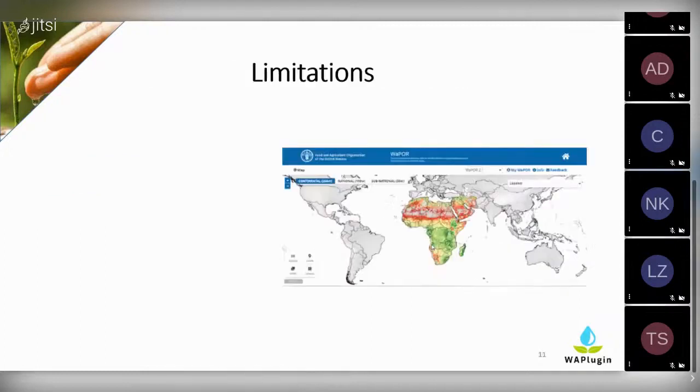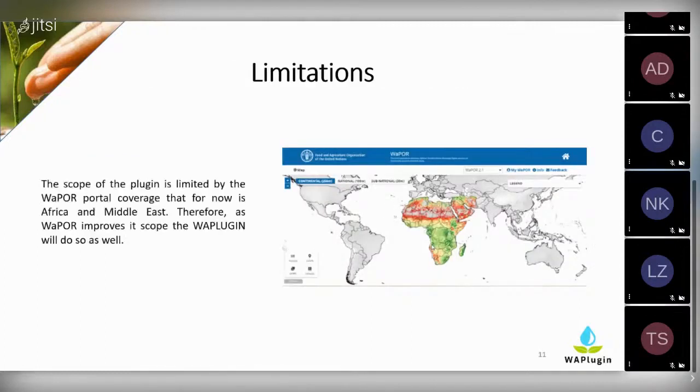Some limitations that we identified is that, as it was mentioned by Hans in the Wapper video, the Wapper platform for now just has data for Africa and the Middle East. And the plan is to keep growing their coverage to many other countries and continents. So as the Wapper platform keeps growing, the WAP plugin will also keep growing with their coverage.